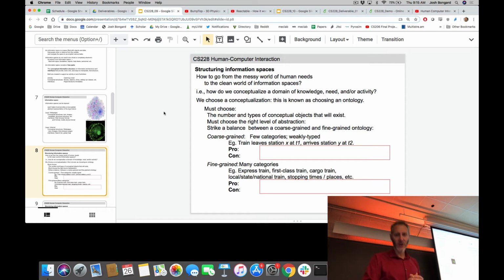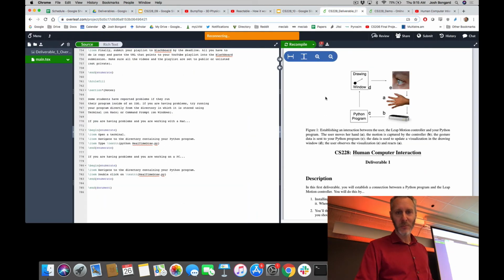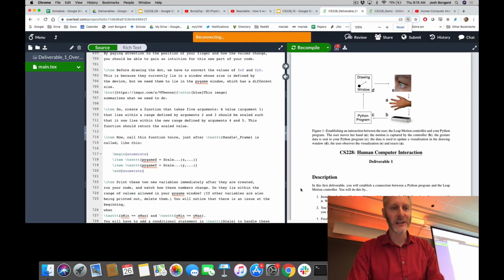Yeah? Okay, we're going to talk about coarse graining and fine graining now, and to motivate this concept, I'm going to show you another example from another information space, which is Overleaf. How many people have seen Overleaf before? Just a couple of you. How many have written text documents in LaTeX before? A fair bit of you.